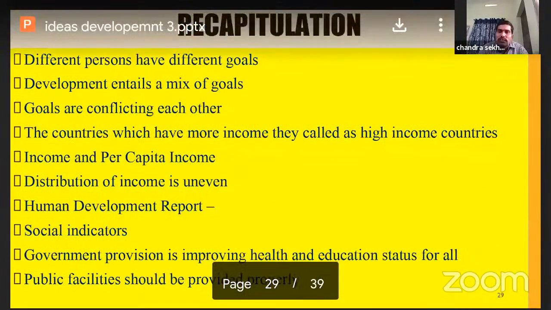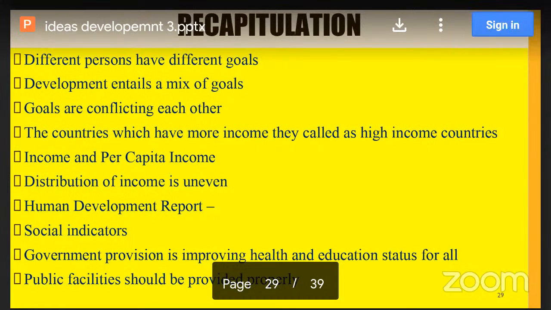So now we will conclude the lesson by recapitulating the whole class. Different persons have different goals. Development entails a mix of goals. Goals are conflicting with each other. We discussed earlier, the countries which have more income are called high income countries. Income and per capita income are the most important attributes for comparison purposes. Distribution of income is uneven. It is not possible to observe this when we compare with per capita income. That's why. Shall we conclude, sir?